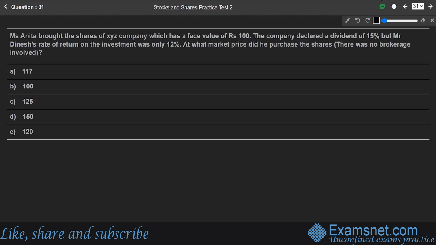Now the question is, Ms. Anita brought the shares of XYZ company which has a face value of rupees 100. Okay, so the face value of each share is already given, 100 rupees. The company declared a dividend of 15%, so the dividend percent is also available, that is 15%. Okay, and Mr. Dinesh's rate of return on the investment was only 12%. So rate of return is also given. At what market price did he purchase the share? There was no brokerage involved.